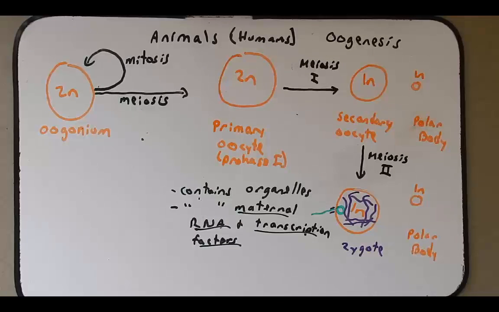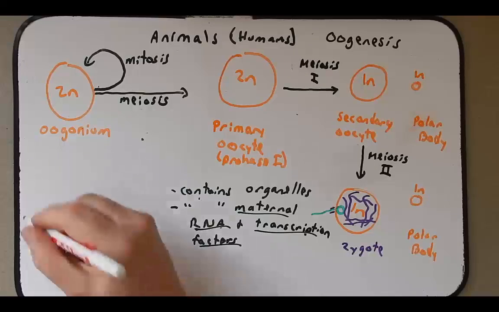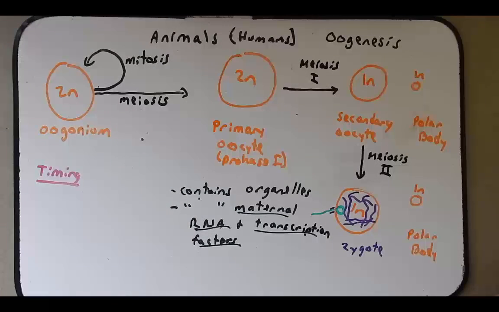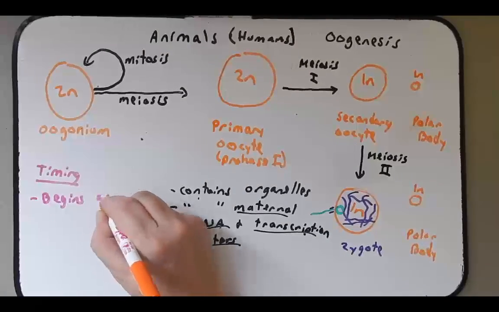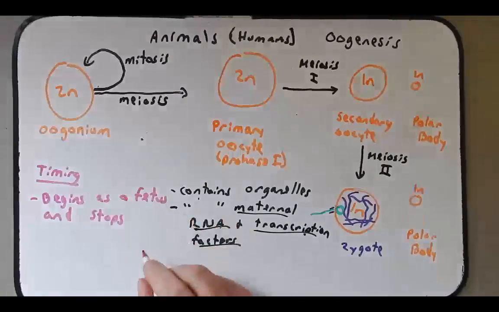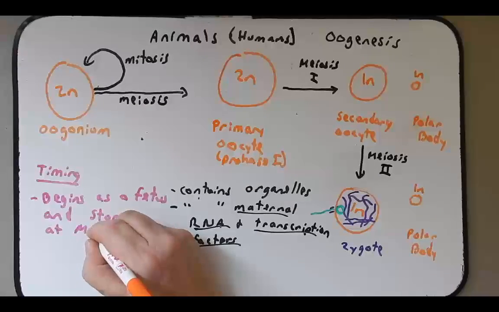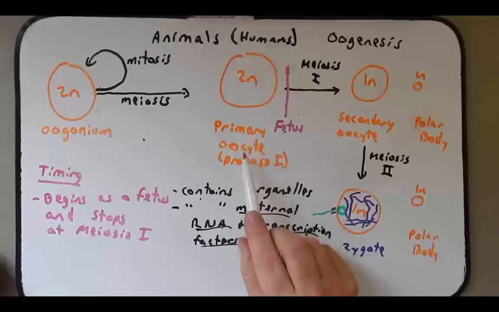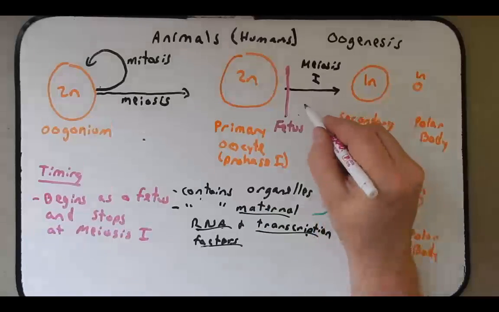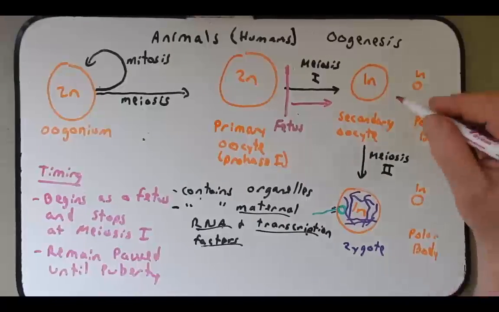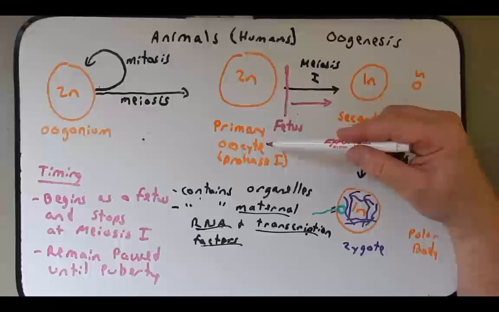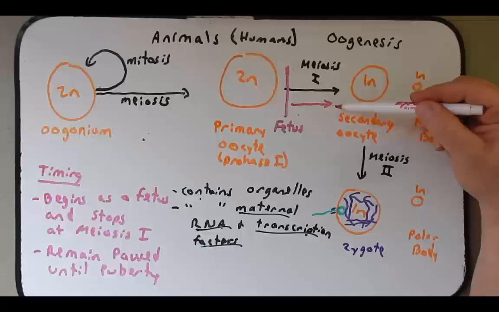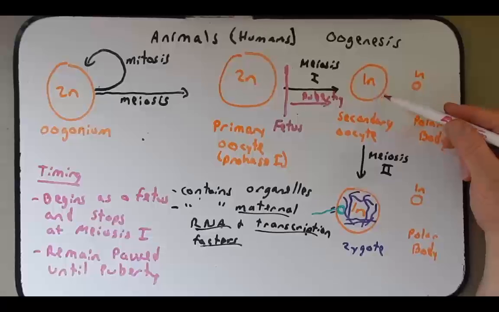Now, I also wanted to touch on one other idea here, and that is the timing of oogenesis. So unlike spermatogenesis, which occurs continuously, oogenesis has a very unique timing. It begins as a fetus and stops, still as a fetus, at meiosis 1. So this would be our stop point. While she is still a fetus, the primary oocyte is paused, and it will remain paused until puberty. At puberty, each month, one primary oocyte is released and reinitiates meiosis. Now, meiosis won't be completed.